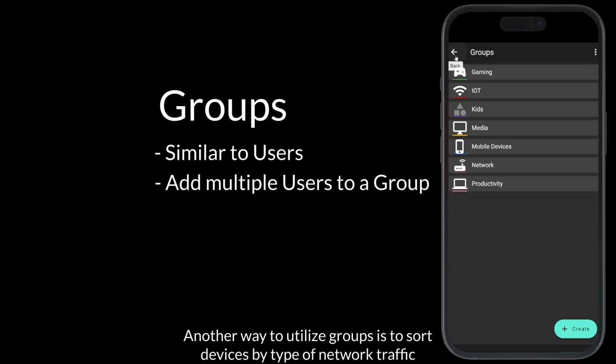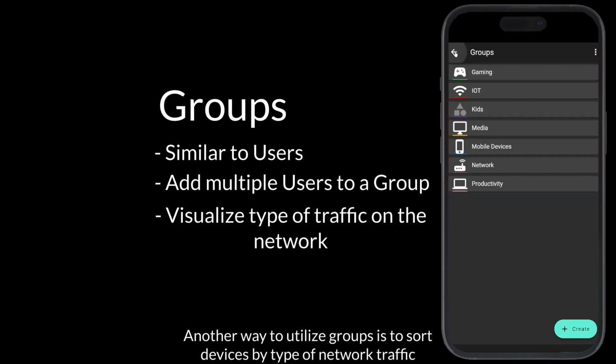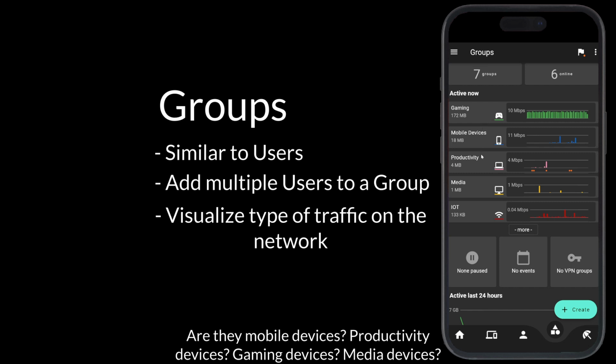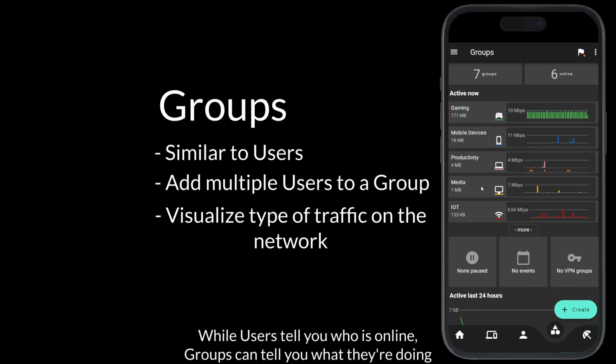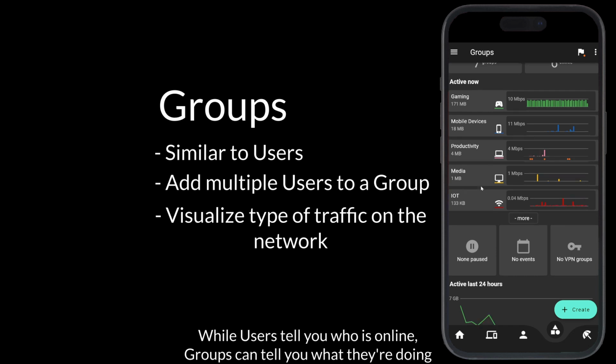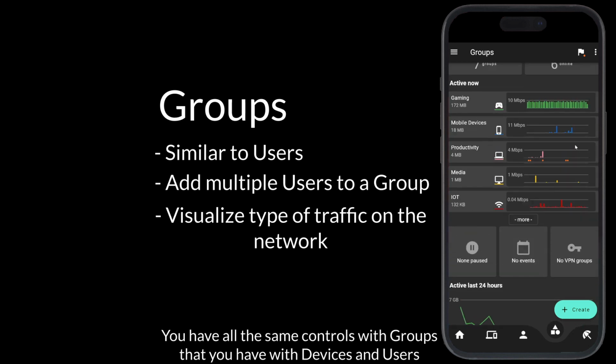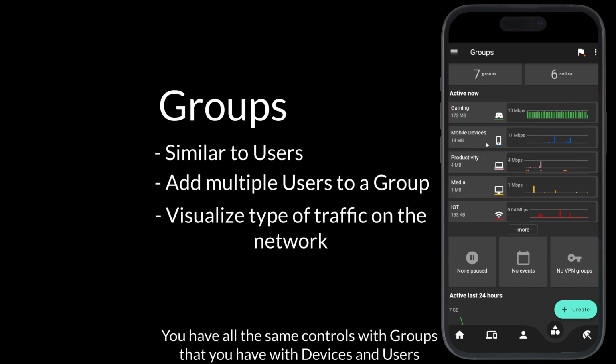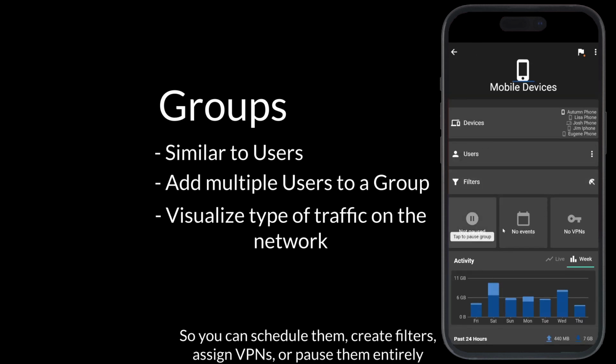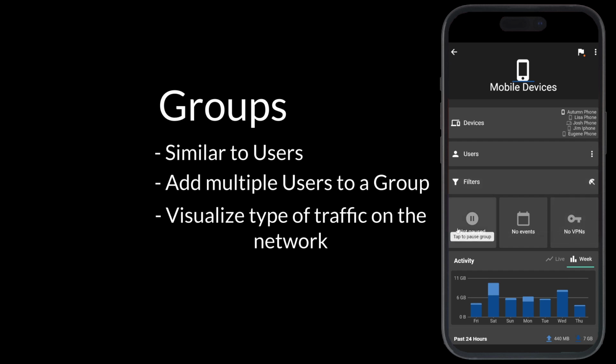Another way to utilize groups is to sort devices by type of network traffic. Are they mobile devices, productivity devices, gaming devices, media devices? While users tell you who is online, groups can tell you what they're doing. You have all the same controls within groups that you have with devices and users, so you can schedule them, create filters, assign VPNs, or pause them entirely.